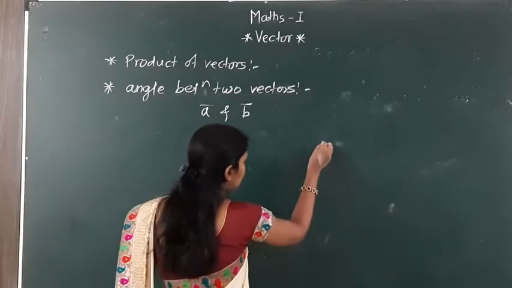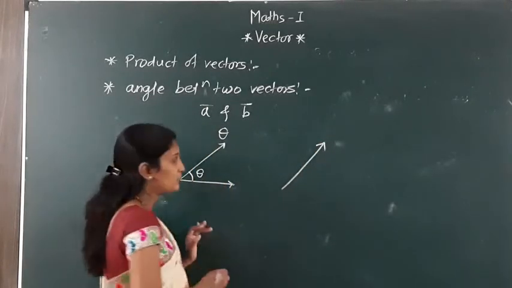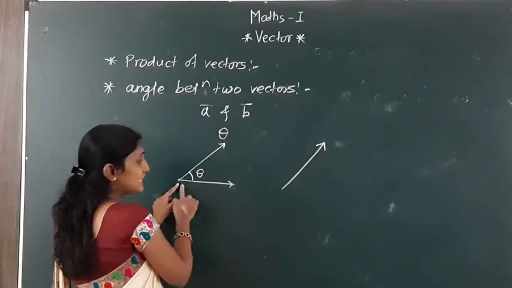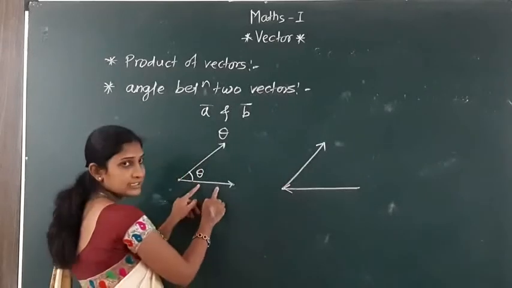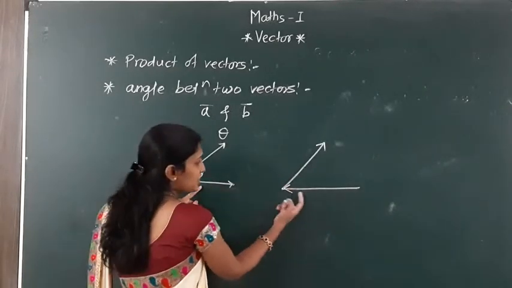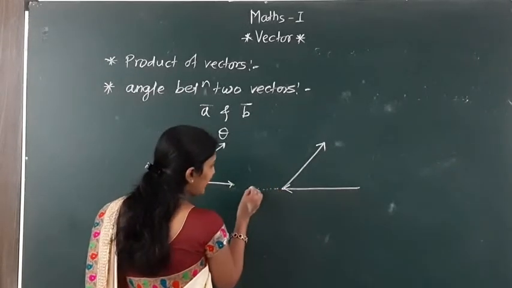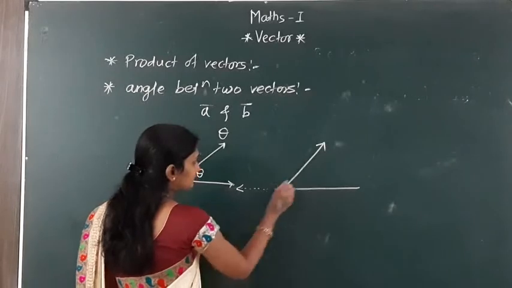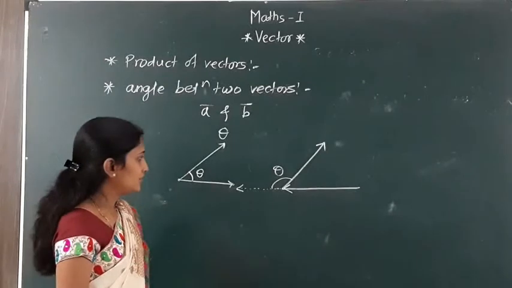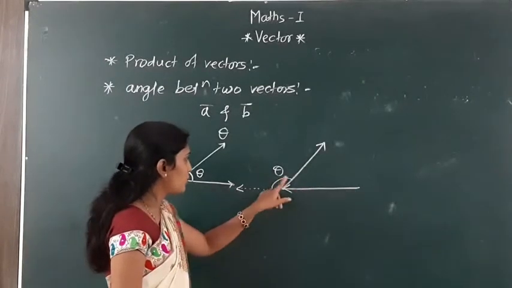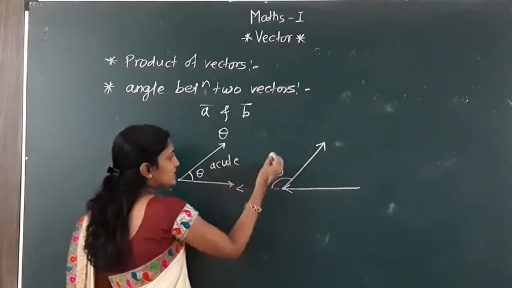And if their directions are different, if the direction of this initial arm is opposite to that, then that angle is this, that is theta. Because its direction is opposite to this, we have to get angle theta. So this angle is acute angle and this angle is obtuse.